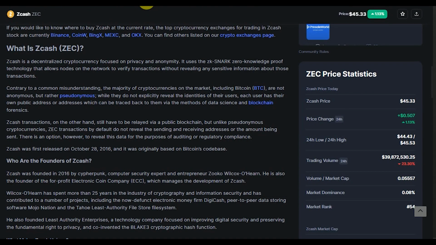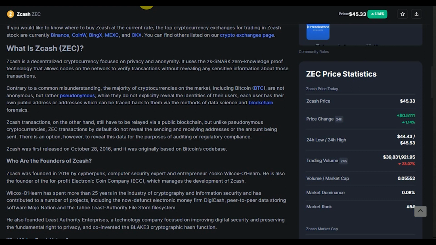So guys, what is Zcash? Zcash is a decentralized cryptocurrency focused on privacy and anonymity. It uses zk-SNARK zero-knowledge proof technology that uses nodes on the network to verify transactions without revealing any sensitive information about those transactions.